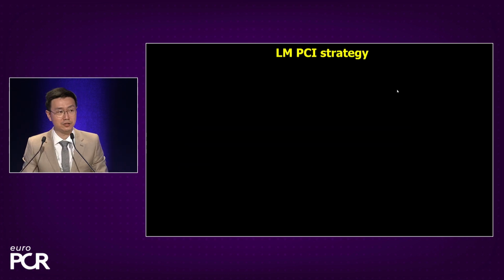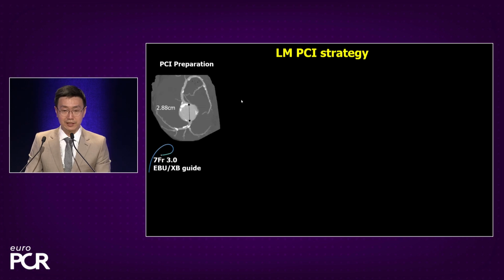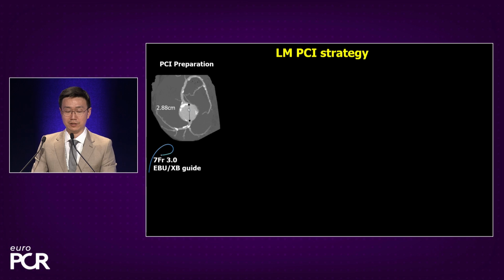So what's the strategy for the left main PCI of this patient? First, we take another overall view of the calcium. We see some calcium in the left main, and we measure the sinus of Valsalva size as 2.88. So we need something supportive with 7 French, and with this 2.88, we probably need a 3.0 supportive guide.